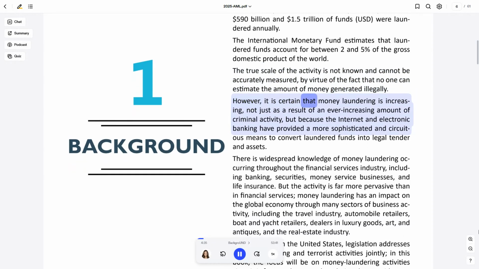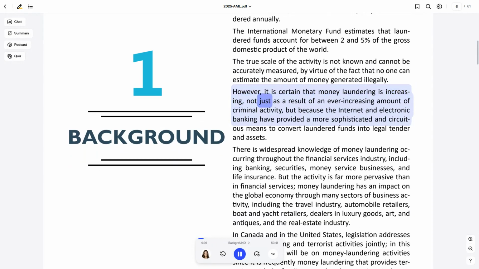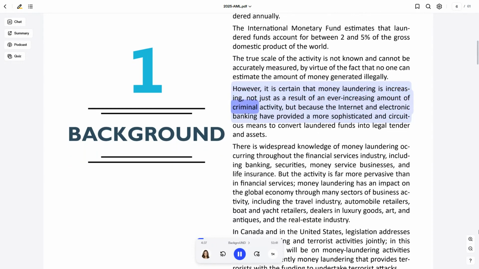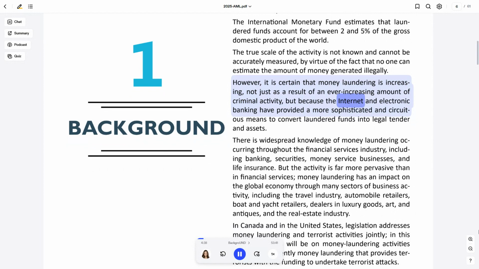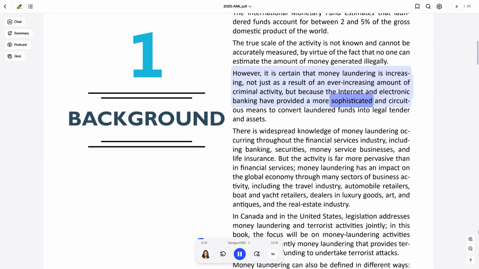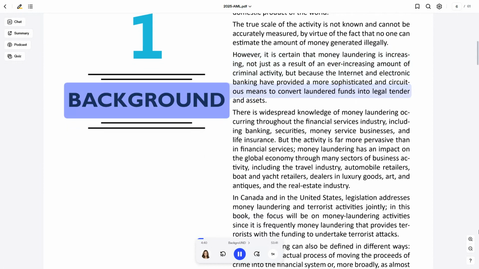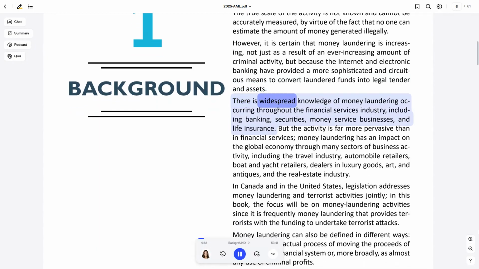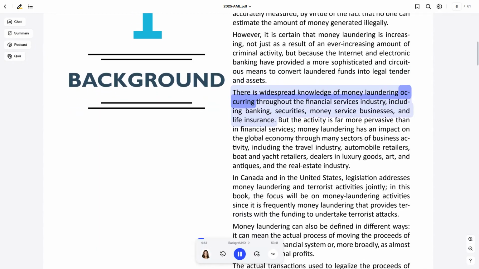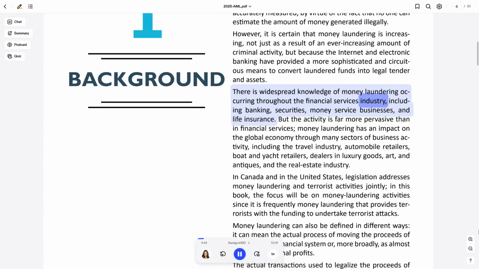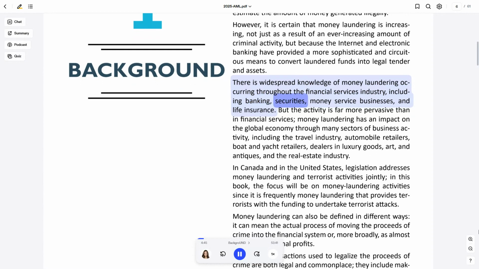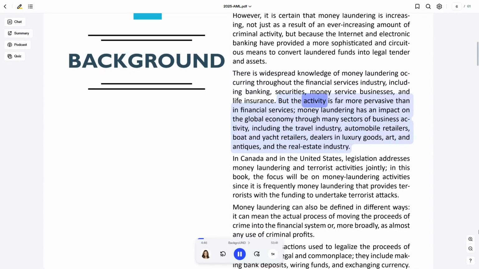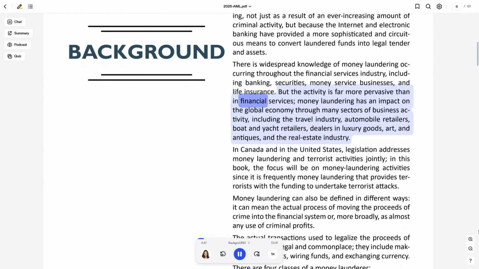However, it is certain that money laundering is increasing, not just as a result of an ever-increasing amount of criminal activity, but because the internet and electronic banking have provided a more sophisticated circuit. Background: the means to convert laundered funds into legal tender and assets. There is widespread knowledge of money laundering occurring throughout the financial services industry, including banking, securities, money service businesses, and life insurance. But the activity is far more pervasive than in financial services.